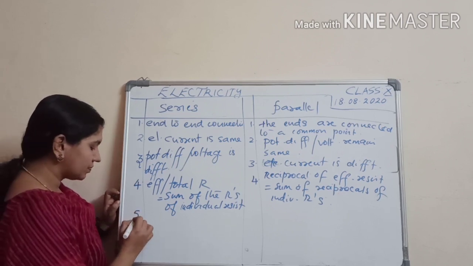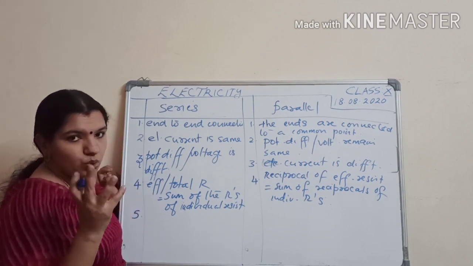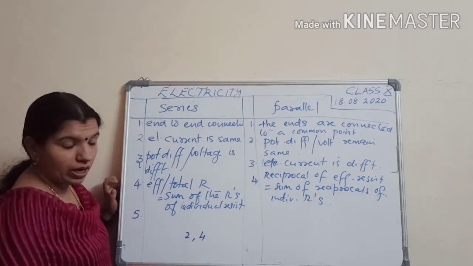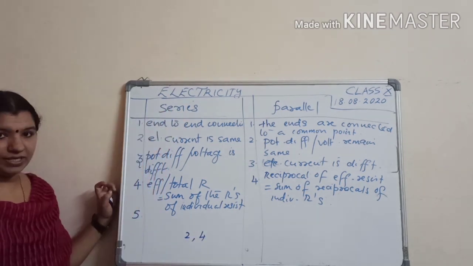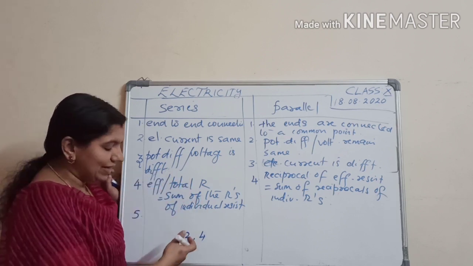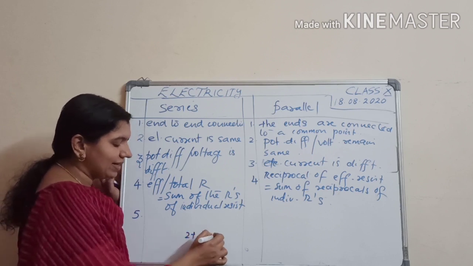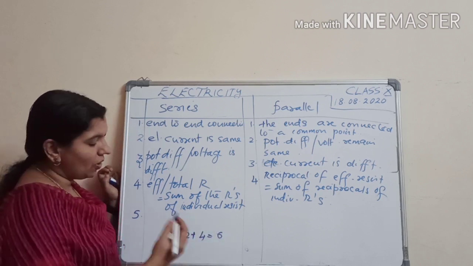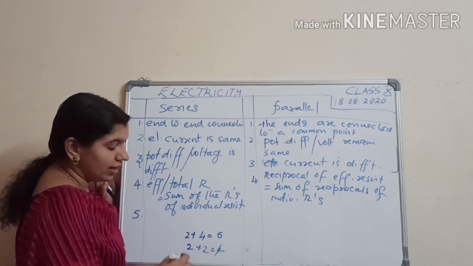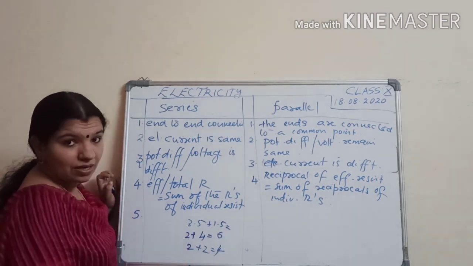Now here, one more point I can add. If I take two resistances like 2 and 4, in the case of series combination, we know that to find the effective resistance, we will take the sum, isn't it? So I will take 2 plus 4 so that I will get an answer like 6. Now if I am taking 2 plus 2, it will be 4, isn't it? 3.5 plus 1.5, you will get it as what? 5.